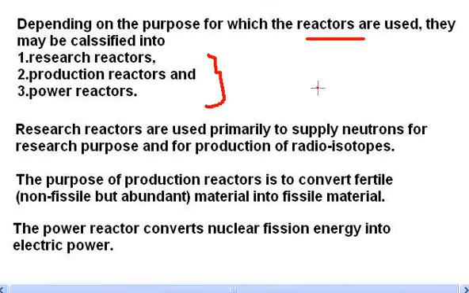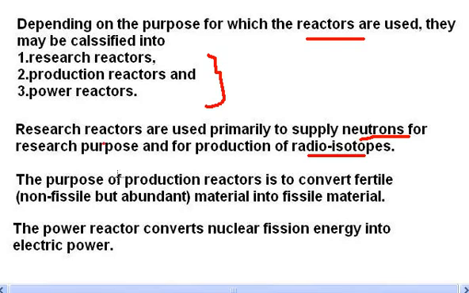See, the research reactor is primarily used to supply neutron, and these neutrons are used in the production of the radioisotopes. So the research reactor is a reactor which is primarily used to supply the neutron for the research purpose and for the production of the radioisotopes, because for producing the radioisotope we need the fast neutrons. So that is given by this research reactor.